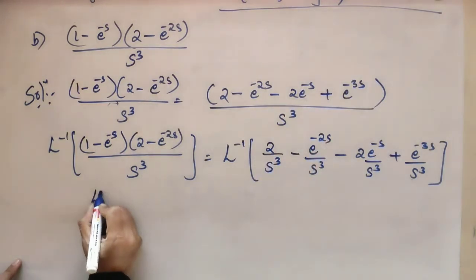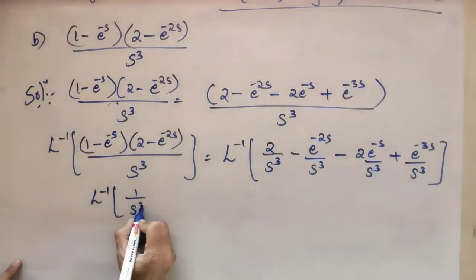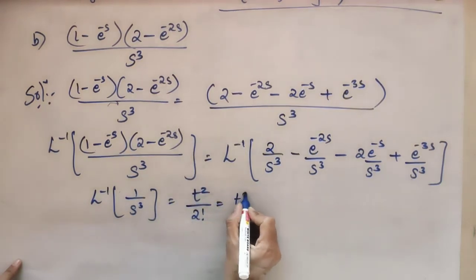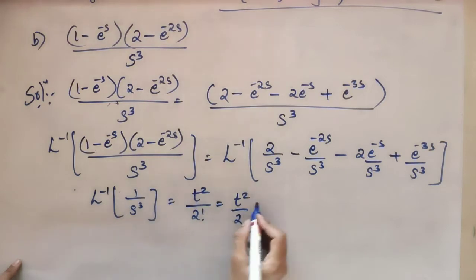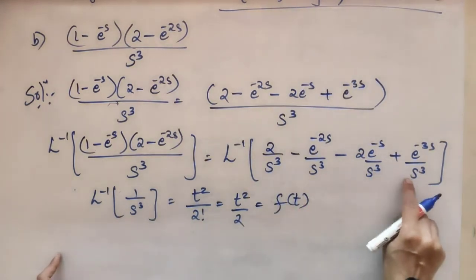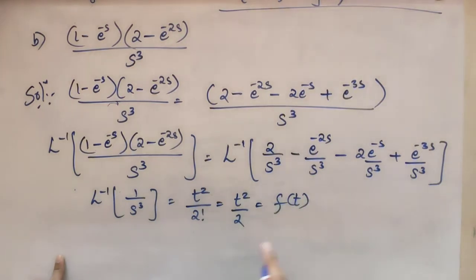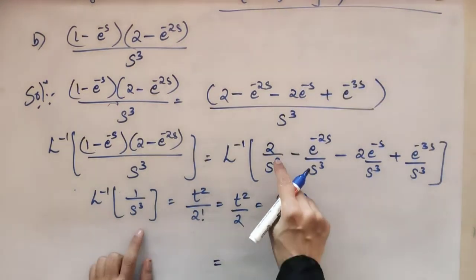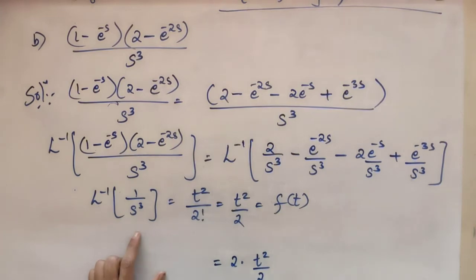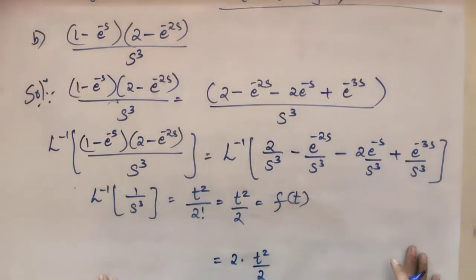So we know that L inverse of 1 divided by s cube is t square divided by 2 factorial, or it is t square by 2. This is going to be my f of t for each of this. Because the denominator is same, it goes very simple. Now the first term, that is L inverse of 2 divided by s cube, is nothing but 2 as it is, t square divided by 2 factorial, which is 2. You get the solution for the first term this way.